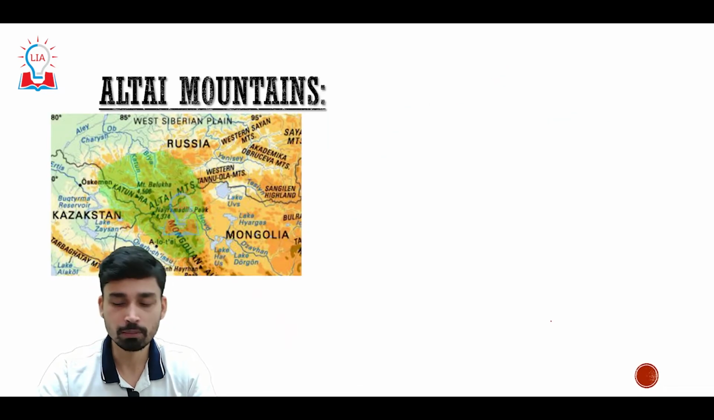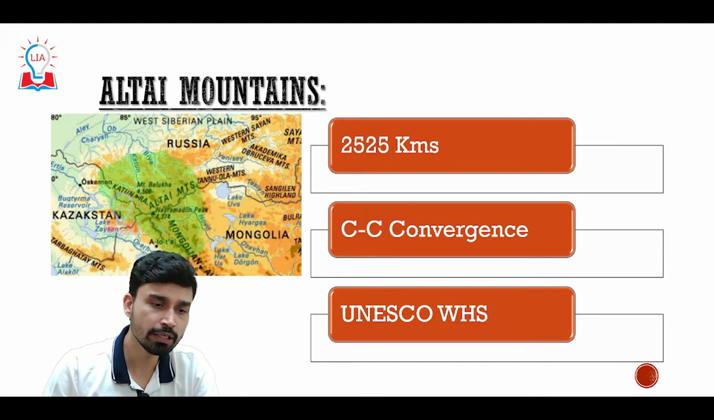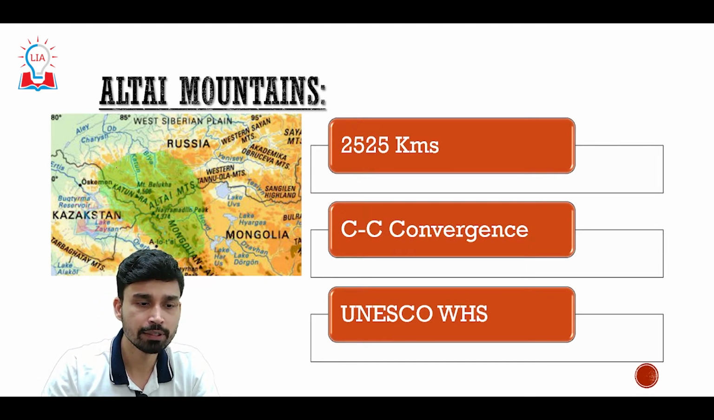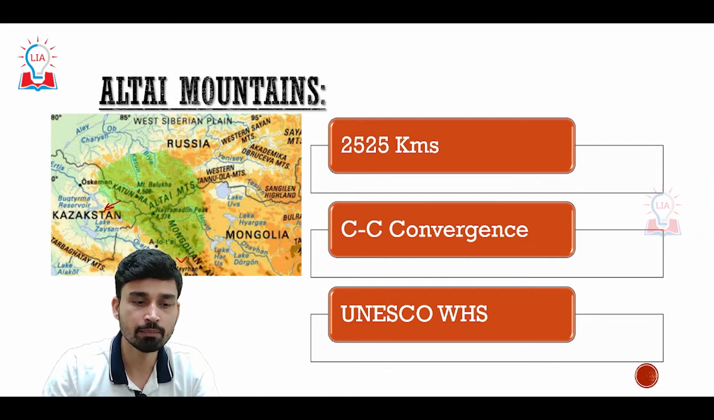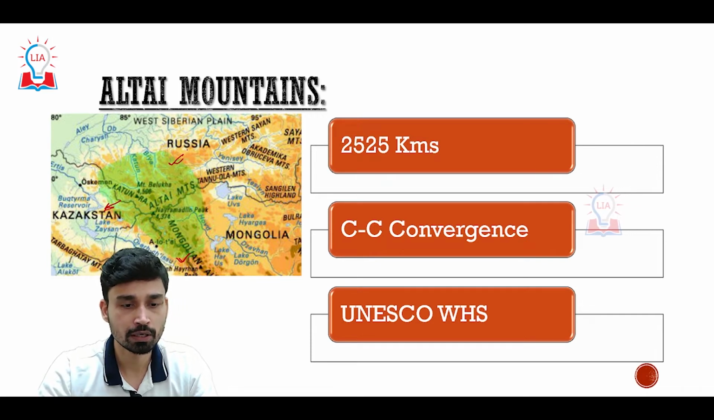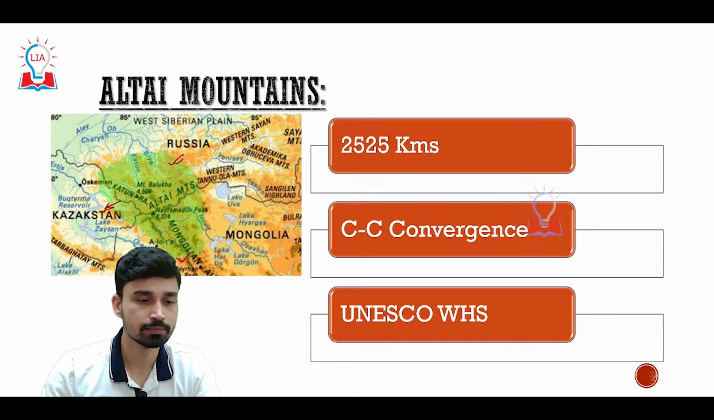The next important mountain range is the Altai mountain range. If we try to understand its location, it borders several different countries. On the westward side, it borders Kazakhstan. On the southern side, it borders Mongolia. On the northern side, it borders Russia. So that is the overall range of the Altai mountains.